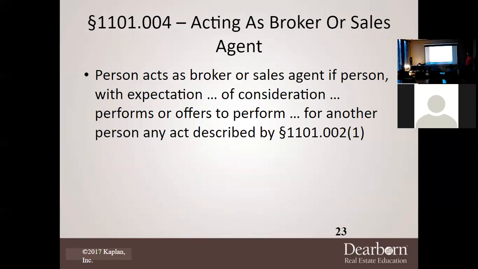Now, let's jump back over here. Acting as a broker or a sales agent. A person is going to act as a broker or sales agent if that person, with the expectation of consideration, performs or offers to perform for another person any act that is described in Section 1101.002, subsection 1, which is basically what we talked about earlier.